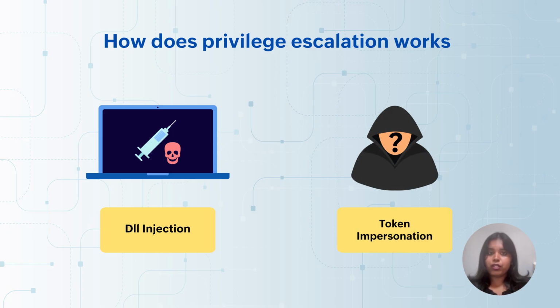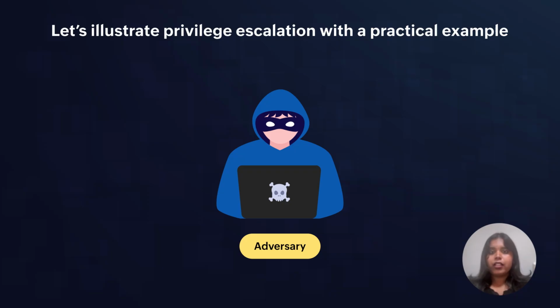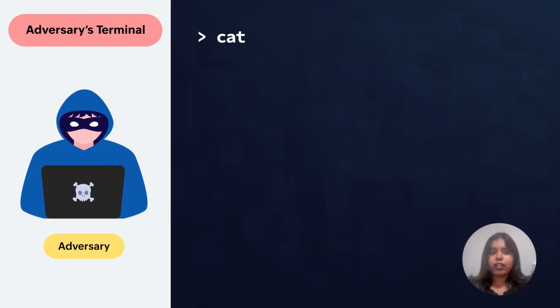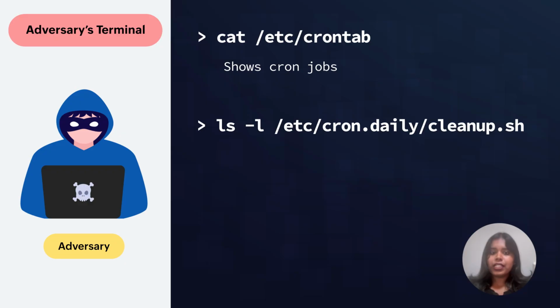Now let's illustrate privilege escalation with a practical example. Now meet our attacker. They've already compromised a low-level user account. Now they'll hunt for misconfigured cron jobs, scheduled tasks that run with high privileges. Do you see this script? World writable permissions mean even a basic user can edit it.